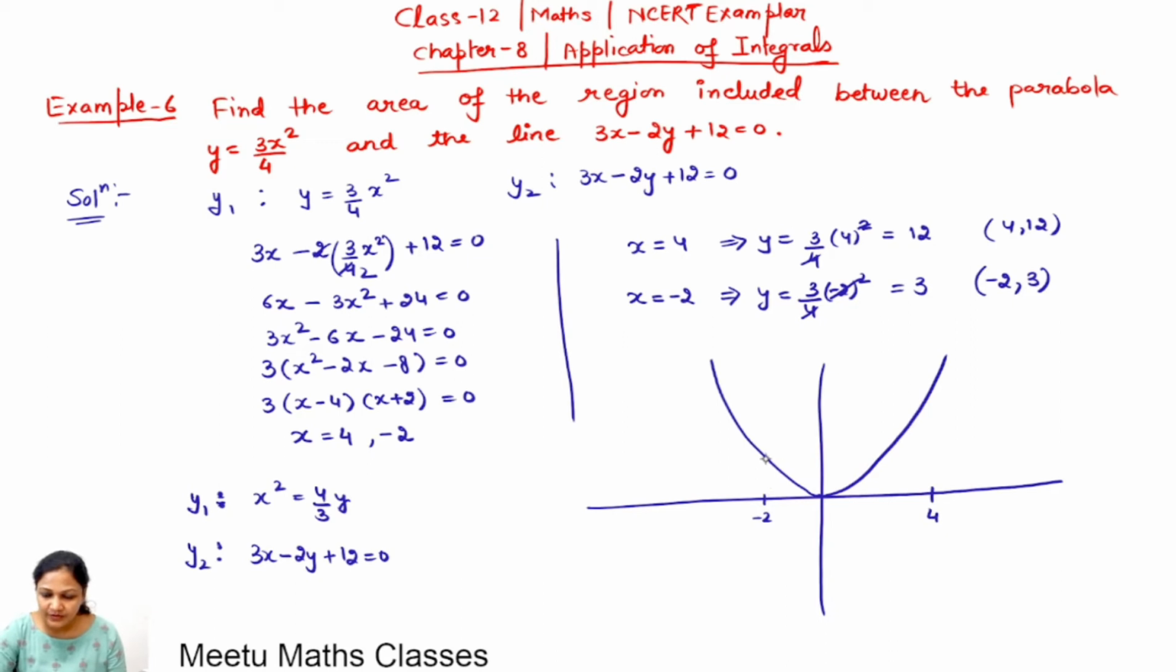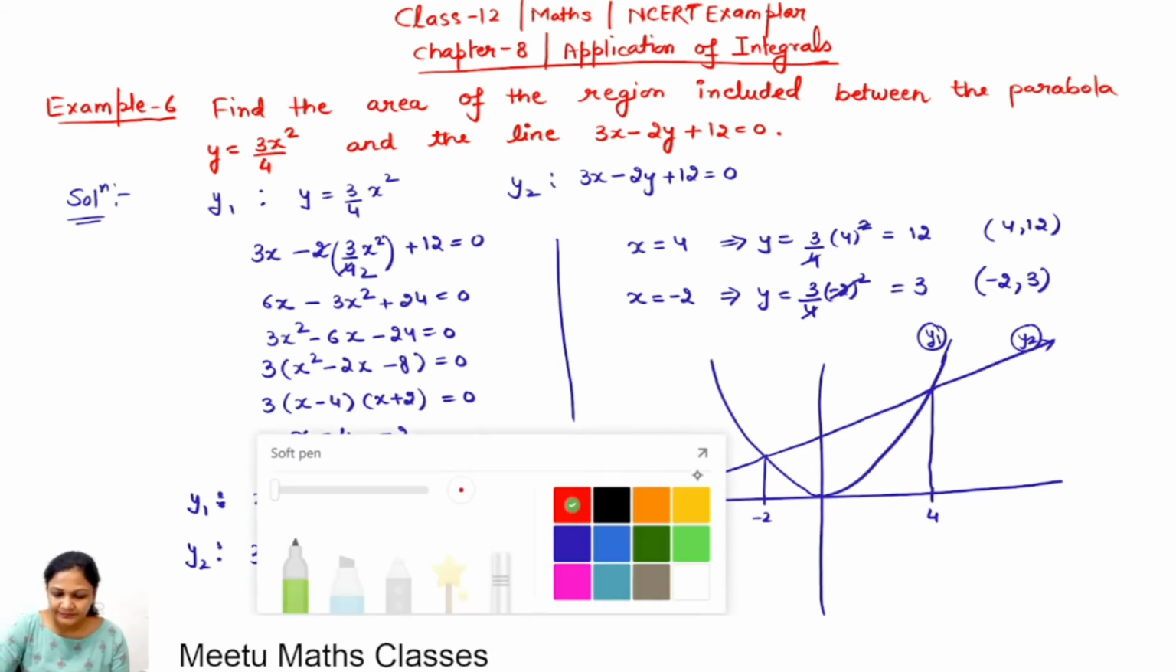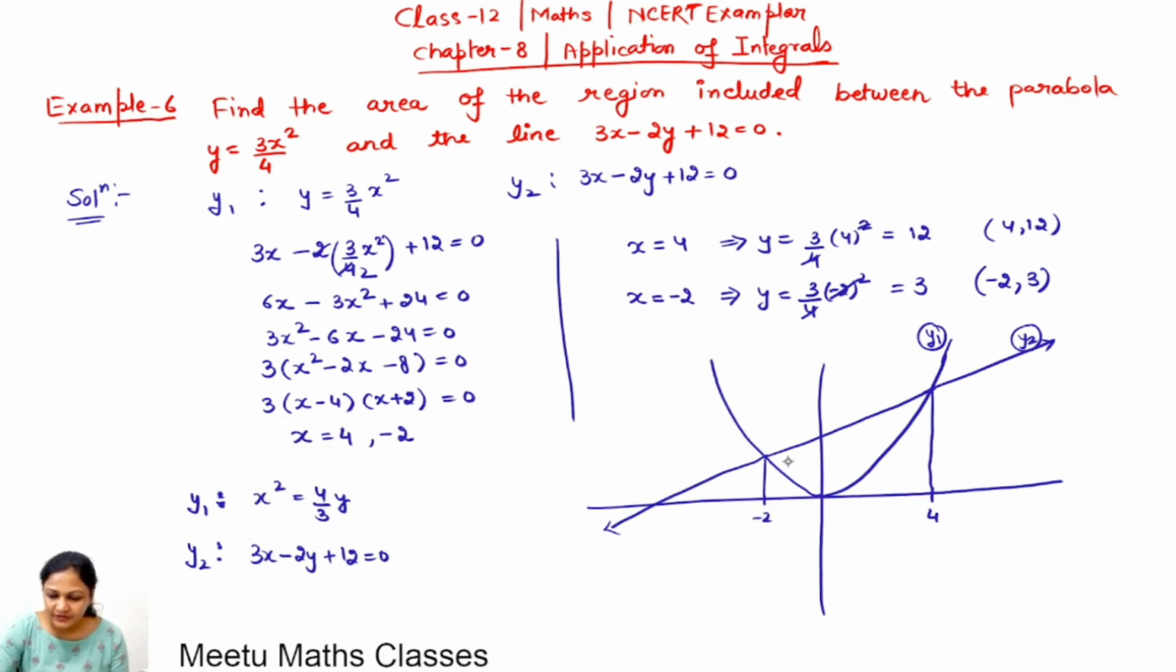So there will be 2 points of intersection. So this is your first curve y1 and this is your second curve y2. Okay. Now the required area is this, the area included by these two curves.